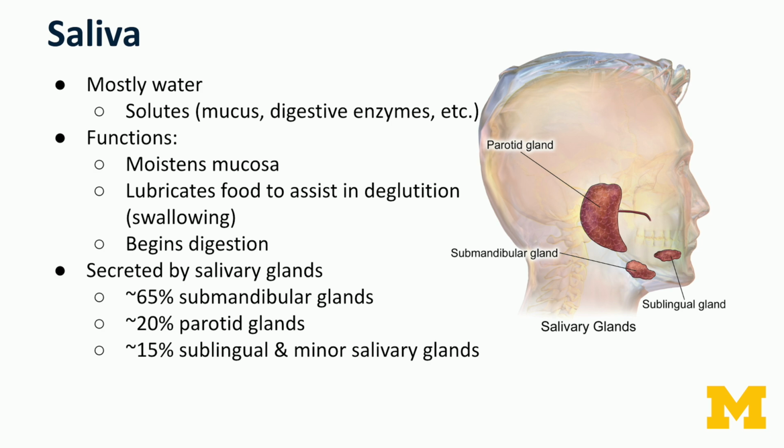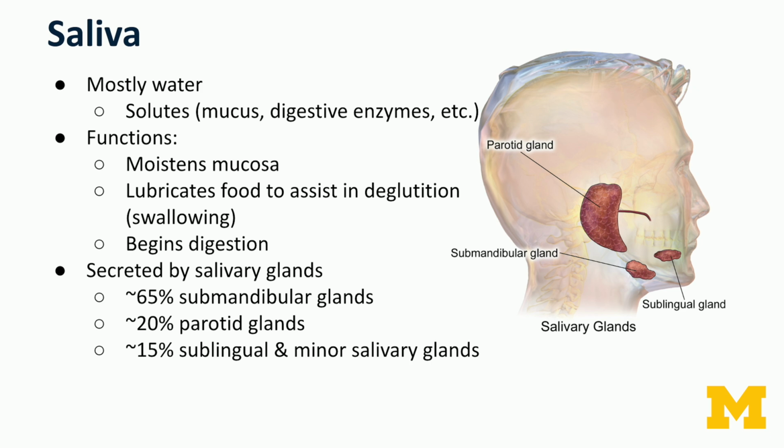Saliva functions to moisten and lubricate mucosa. It also serves to moisten and lubricate bites of food that become boluses to aid in the deglutition response, or swallowing. Saliva also begins the process of digestion. So within saliva are amylases and rudimentary lipases, which break down starches and lipids on their way to the stomach.